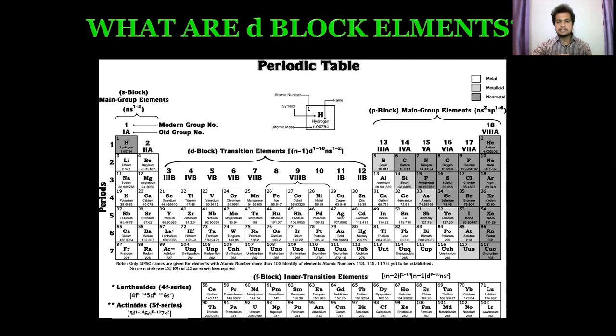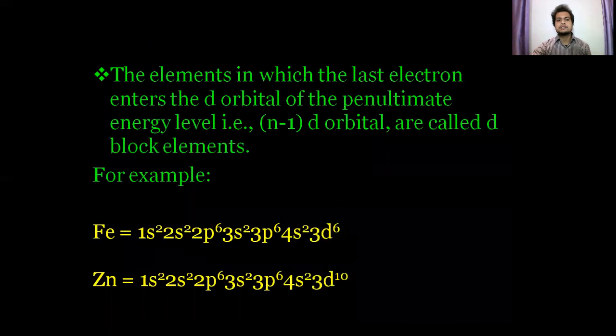Now let us see the definition of a D block element, then we'll come to transition elements, and then we'll analyze whether they are the same or different. The elements in which the last electron enters the d orbital of the penultimate energy level, as I have mentioned, that is n minus 1, are called D block elements. N is the last shell, so we are filling the penultimate, second last, n minus 1, one less than the last.